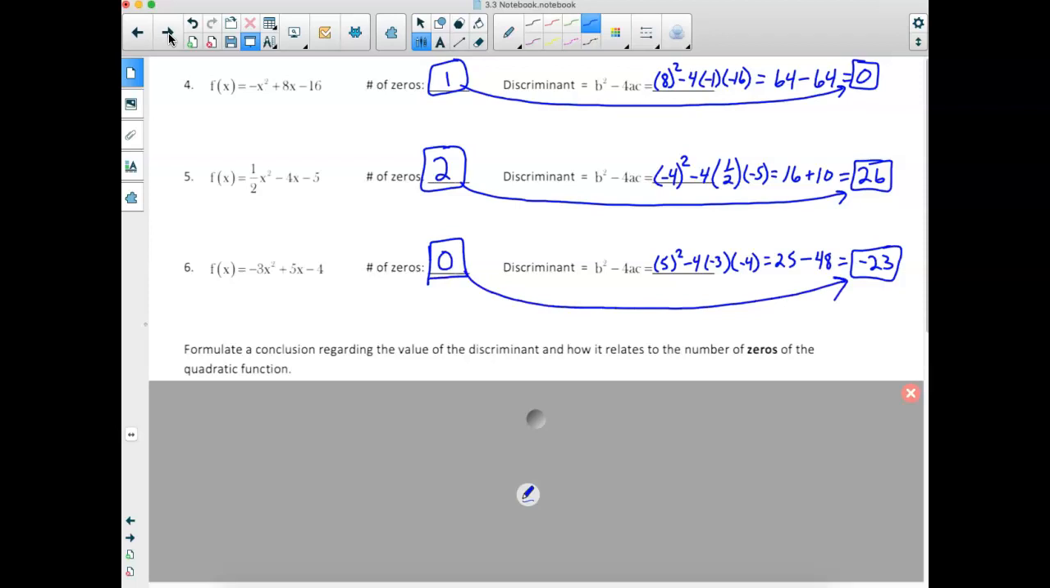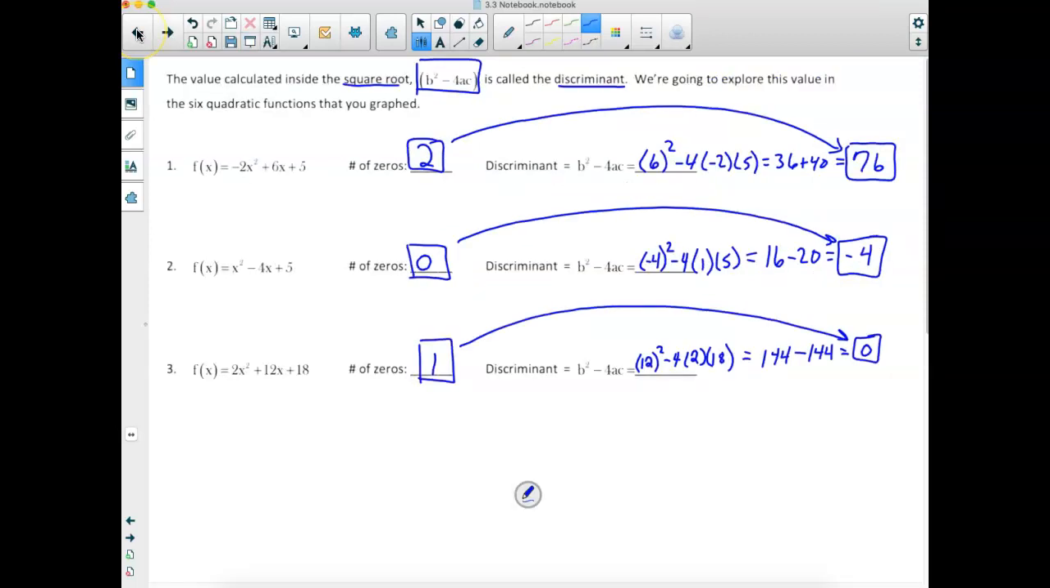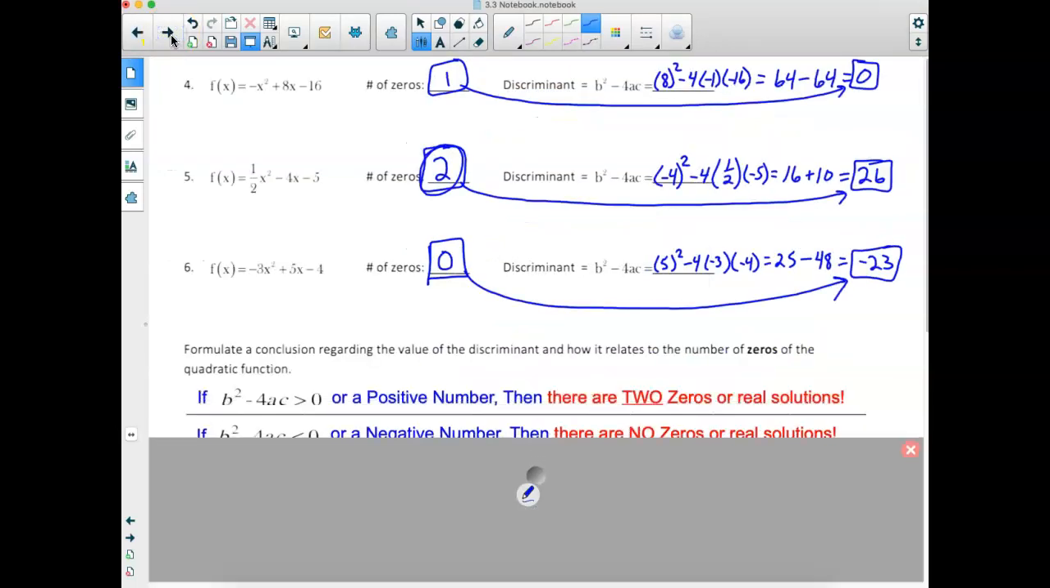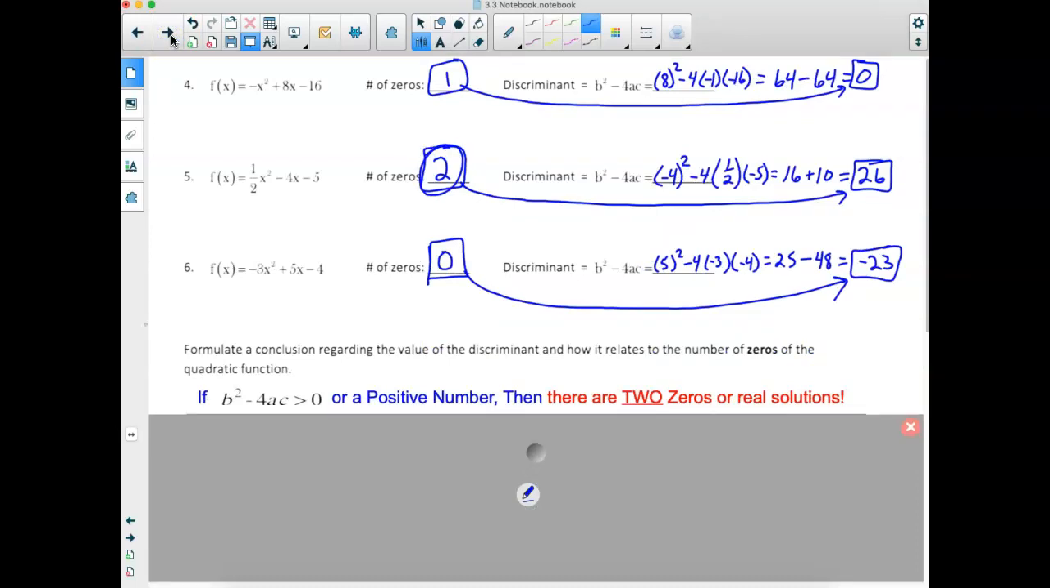So what we need to do is formulate a conclusion regarding the value of the discriminant and how it relates to the number of zeros. If I look back, when I got 2 zeros, I had 26. In the previous screen, when I had 2 zeros, I had 76. Must be something that they end with a 6, right? No, it's not that. My first one is if b squared minus 4ac is greater than 0. Greater than 0 means it's a positive number. So if my discriminant is a positive number, there are 2 zeros or real solutions.